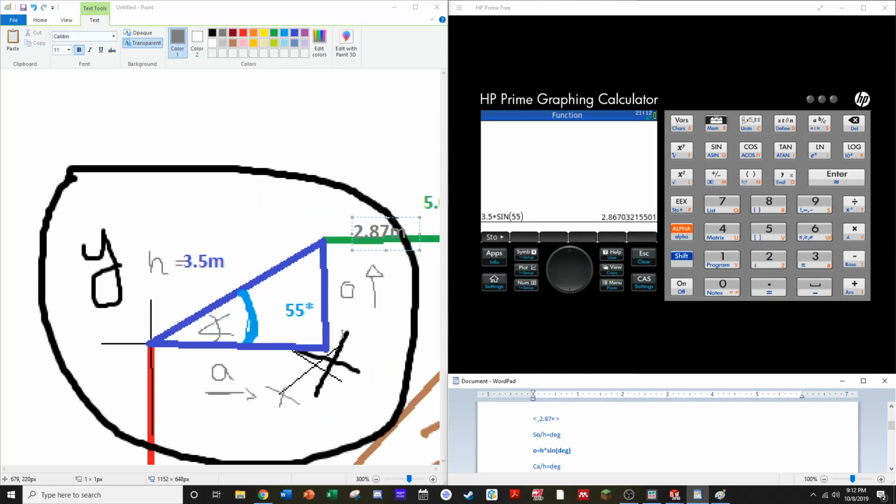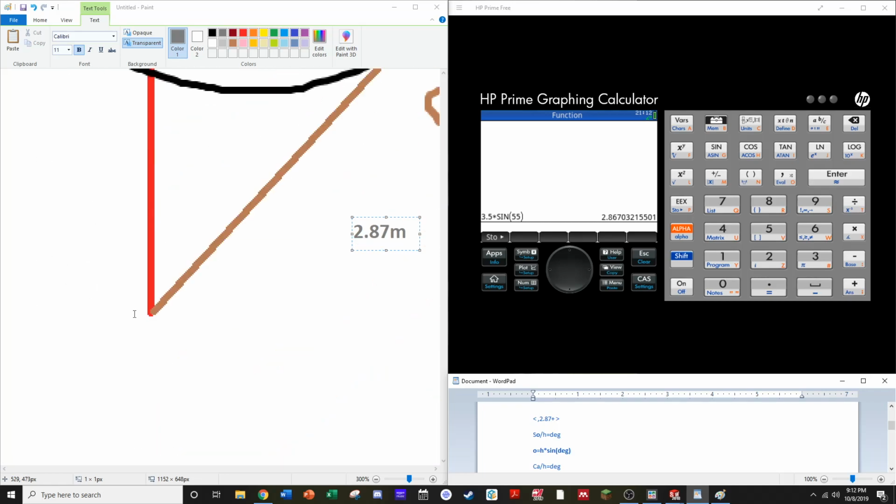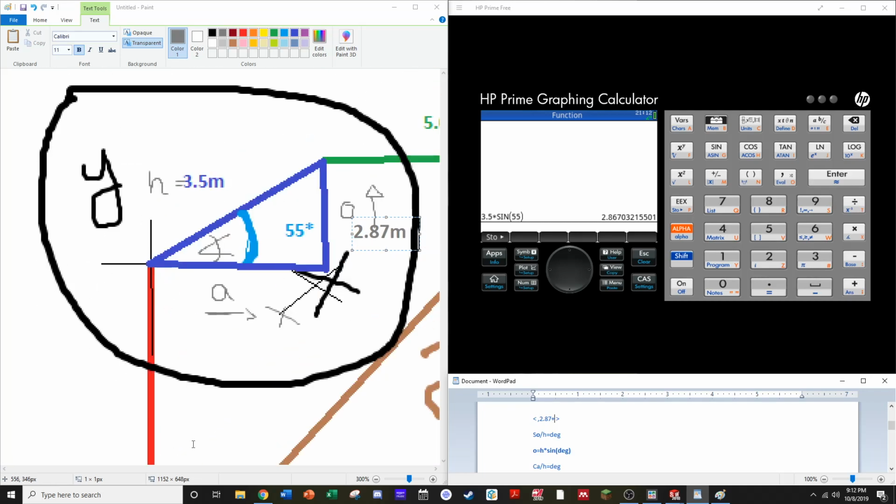plus, because remember that entire point starts from here. So it's plus 8. So we'll go ahead and just add that. 2.87 plus 8 equals, so the max height here is 10.87 meters. Now we're going to go ahead and do the x value.